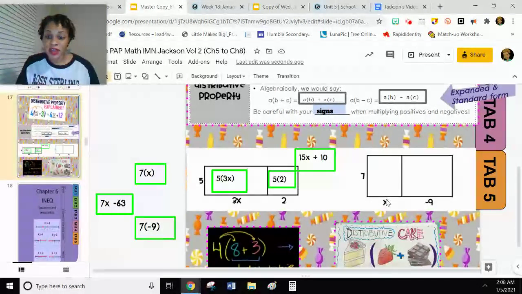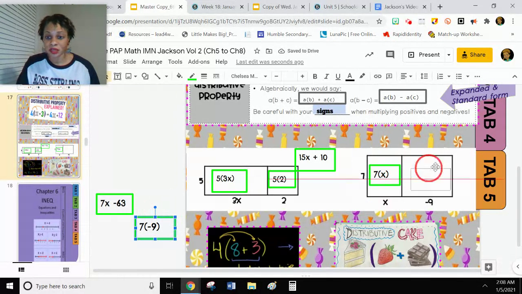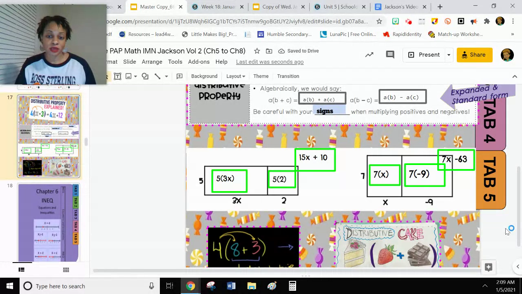Here we had 7x. We will multiply 7 times x. And in this box, we have 7 times negative 9. And then we would combine. 7 times x would just be 7x, and a positive and a negative is a negative 63. So 7x minus 63 will be our final combined answer.